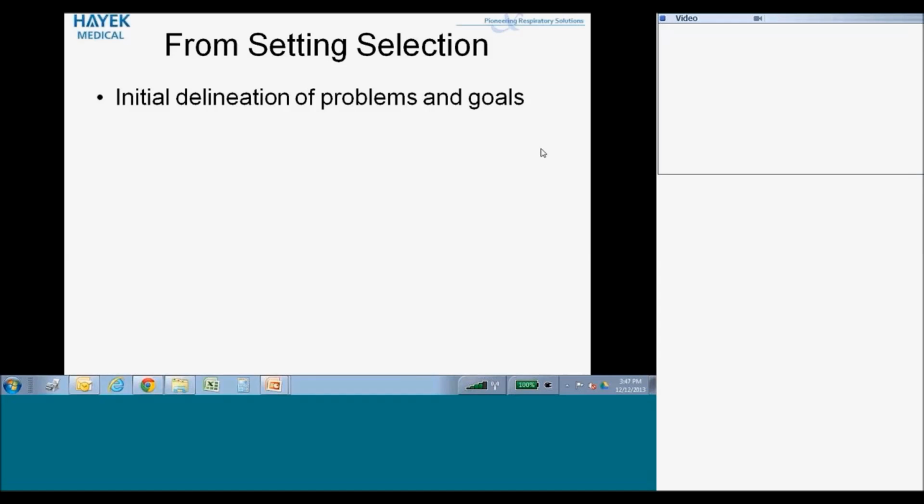If your setting selection was done in the hospital by a physician, they may well not have documented specific goals. But if it was done by one of our clinical people, then they should have given you some documentation of their goals of the therapy for the patient.